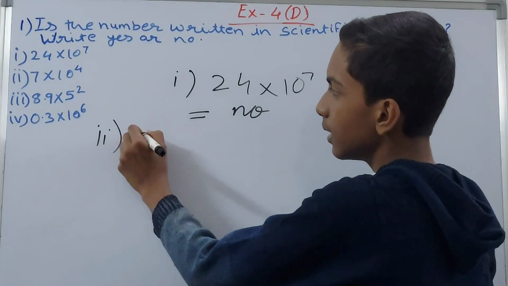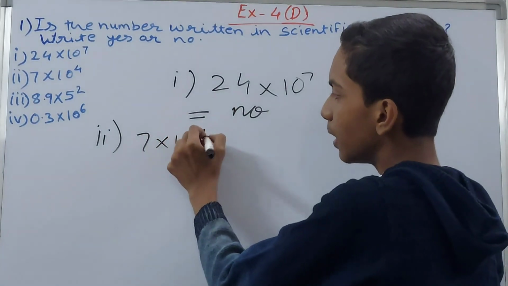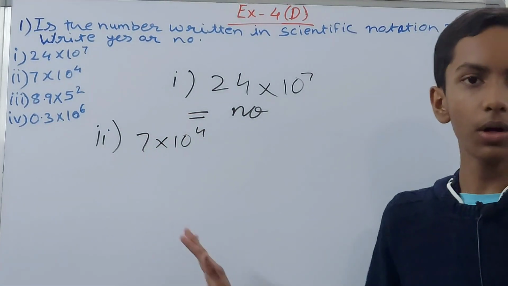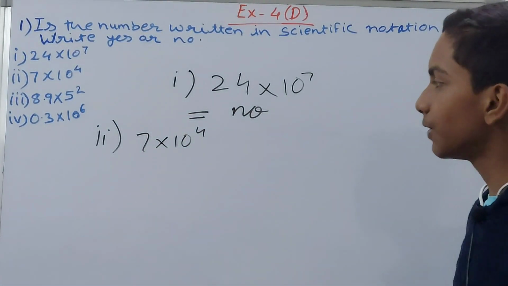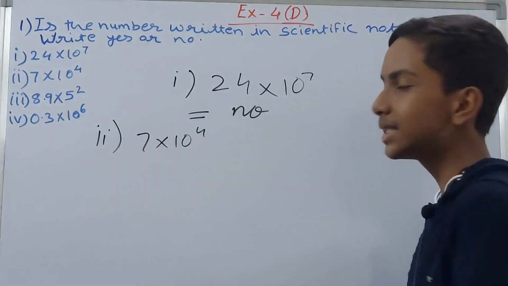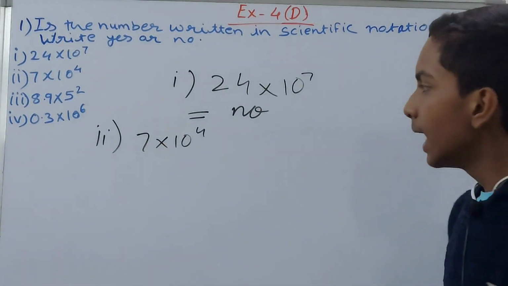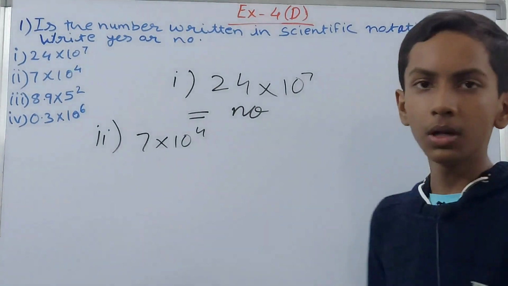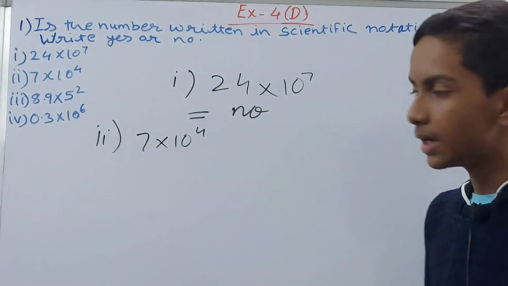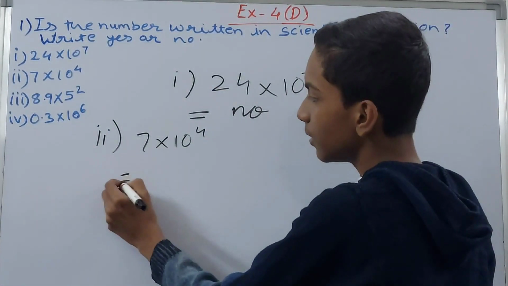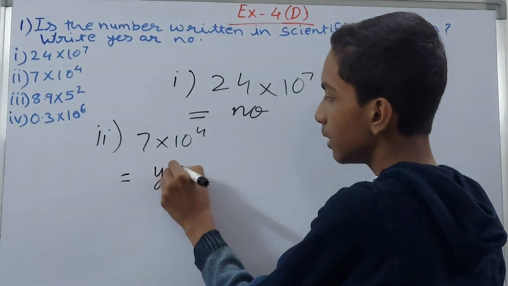Second one is 7 into 10 to the power 4. This one is in scientific notation. Why? Because the first number is 7, which is between 1 and 10, and the second number is 10 to the power 4, which is a power of 10. So it is correct, it is in scientific notation. So you write here yes.